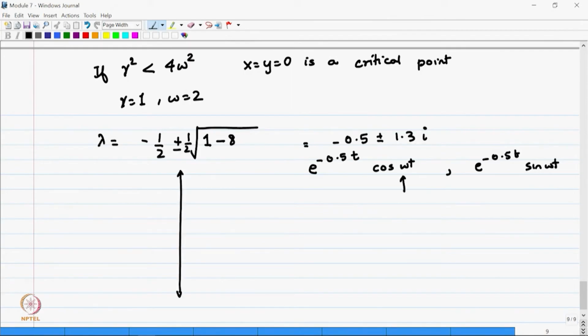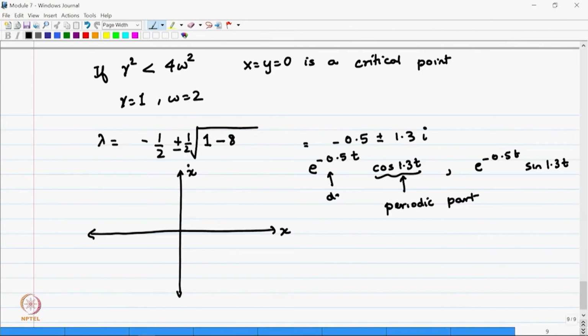Before we draw the phase plane, we mentioned that this is the periodic part and this is the damped part. As you can see, as t goes to infinity, this will go to 0, this will go to 0, and x equal to y equal to 0 is a stable fixed point.